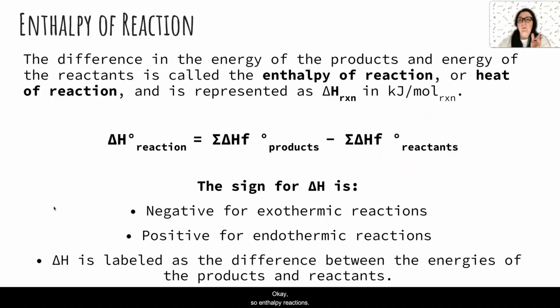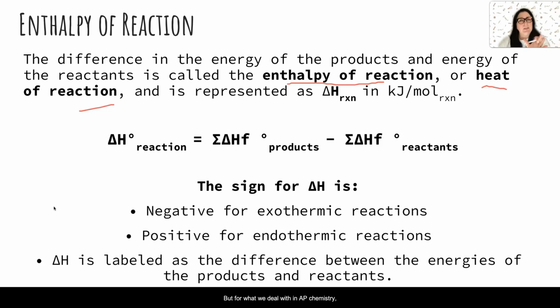Okay, so enthalpy of reaction. This looks like a crazy convoluted equation. It's what's on your formula sheet, so we're going to talk about it. It's not that bad. It's still just products minus reactants. We call this delta H, the enthalpy of the reaction, the heat of the reaction. And you're like, well, enthalpy is H, right? And heat is supposed to be lowercase q.